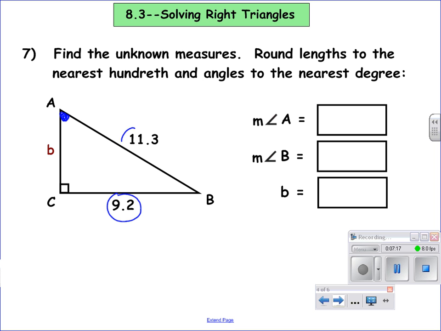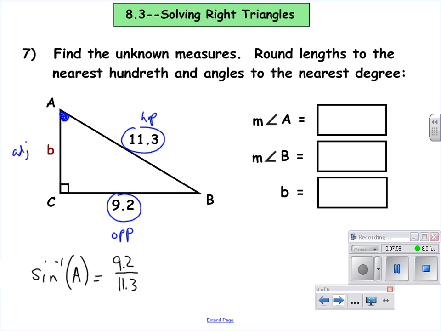Now what do I have? Let's make our labels. Here's the hypotenuse still. Here's the adjacent. Here's the opposite. I have the opposite and the hypotenuse. So I say, hey, Mr. Calculator, opposite and hypotenuse make sine. So the sine inverse of angle A equals the opposite, which is 9.2, over the hypotenuse, 11.3.